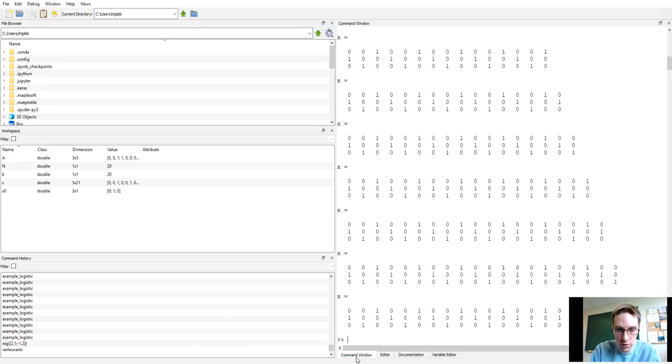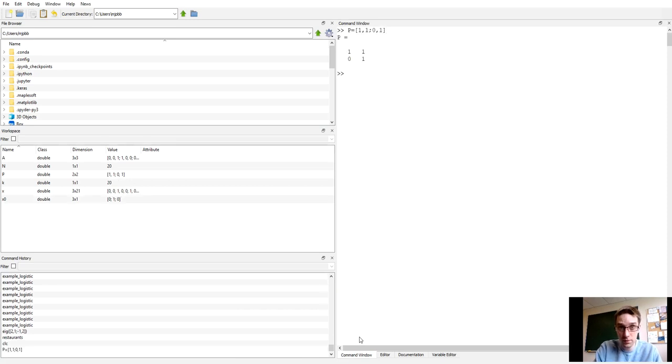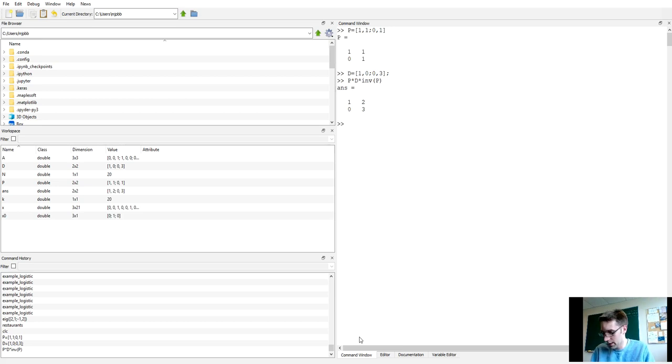All right, so bring up a new example. We want to take P to be [1, 1; 0, 1]. D is going to be equal to [1, 0; 0, 3]. And so if we multiply P times D times the inverse of P, notice we get exactly what we hoped for. You could do the matrix multiplication by hand, but to save time, I've done it with the help of Octave. And in fact, Octave can also be used to compute eigenvalues and eigenvectors.